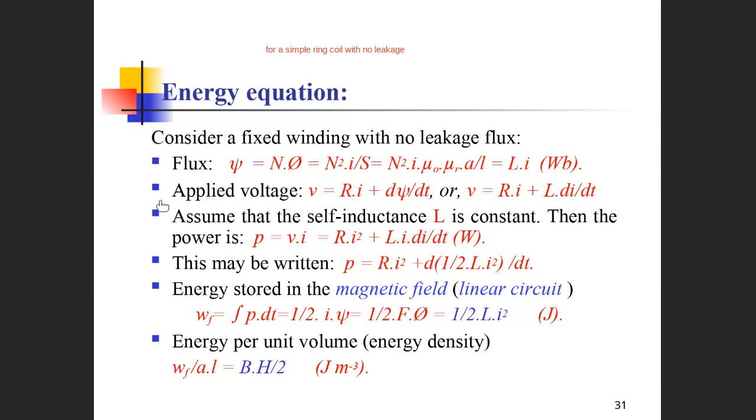When you apply a current using a source V to a coil, the coil has a resistance, including the copper resistance and the core losses.